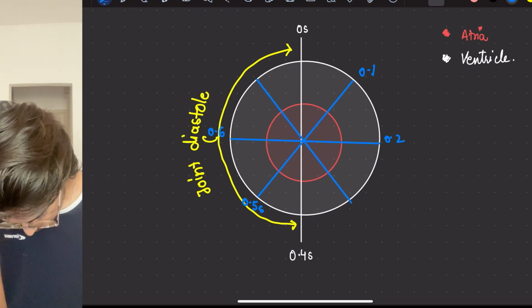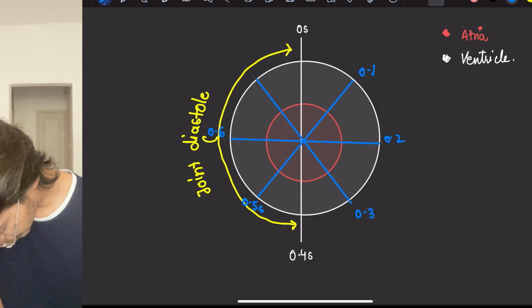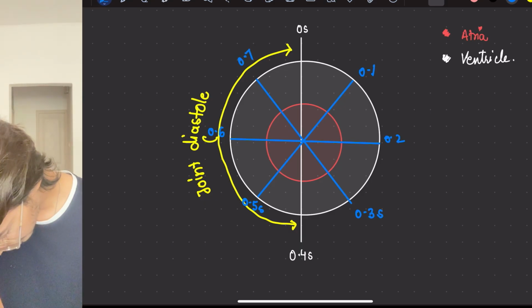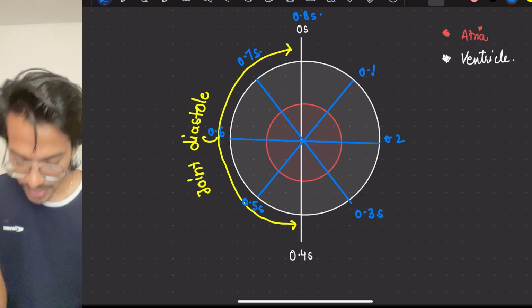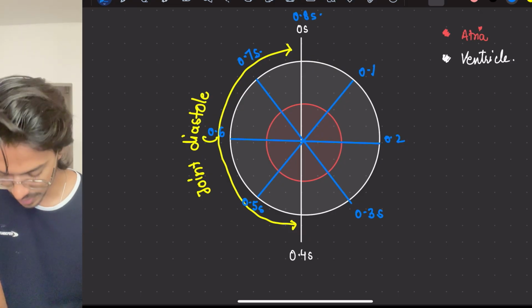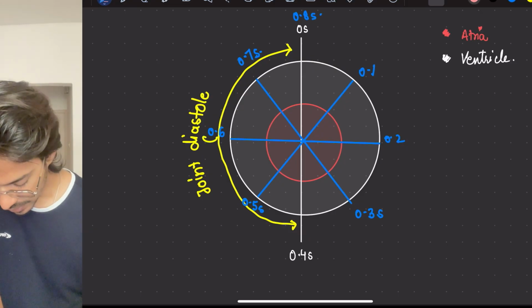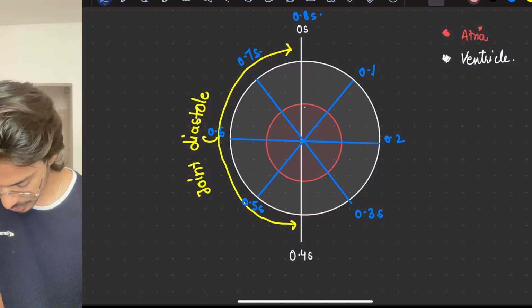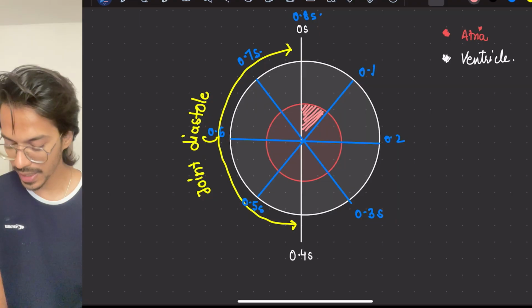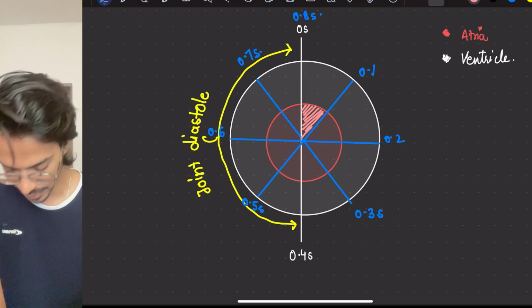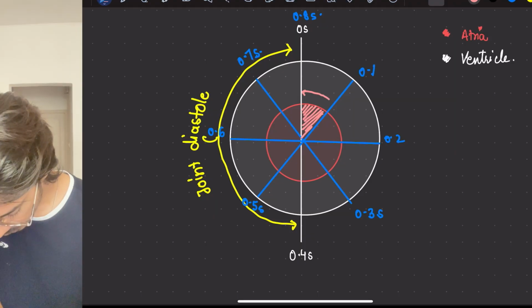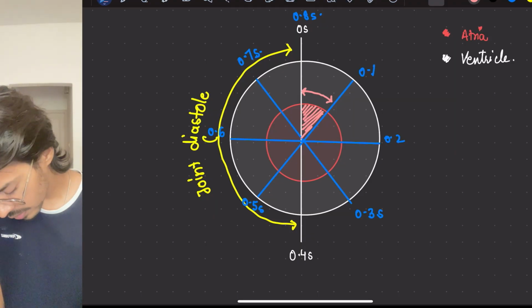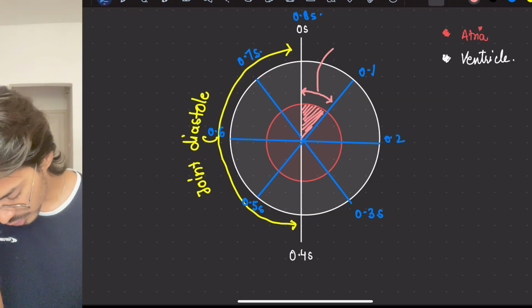That is 0.3 seconds, 0.7 seconds, and this is completing 0.8 seconds. Okay, now in this, let's just try to understand what is happening. This is the atria, and this is the only part of the atria when the contraction is occurring. So can we write that this portion is where the atrial contraction is occurring?